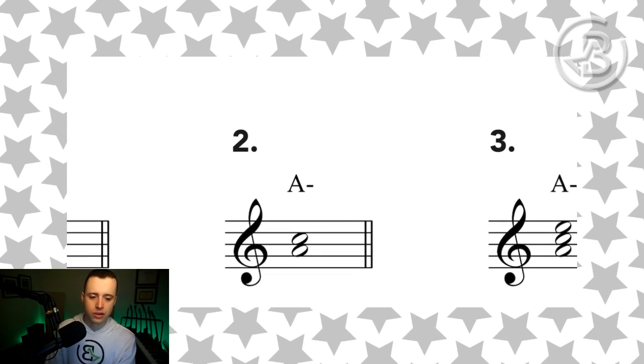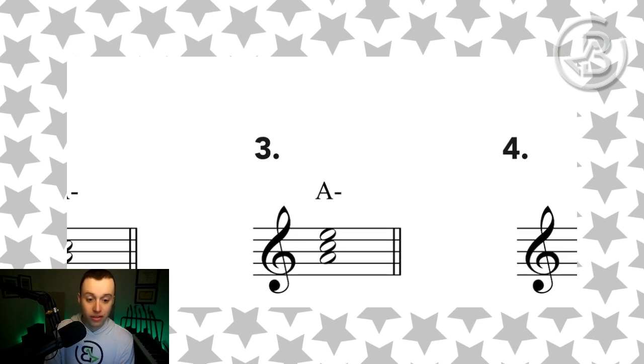Step number 2 is you're going to write the third in the next space above. Whenever your root is in a space on the staff, the third is going to be in the next space above. Remember, we're building a snowman. And then you write the fifth. The fifth is going to be in the space above the third. Remember, we're building a snowman. So if your root is in a space, your third and your fifth will also be in a staff space, or if it's a ledger line, in a ledger line space.